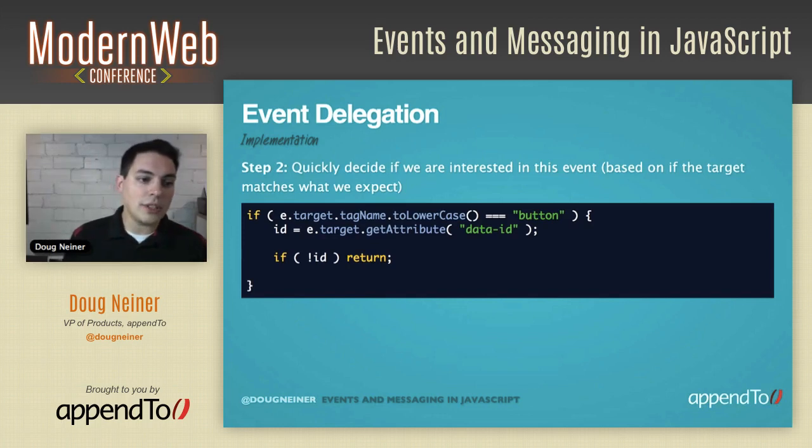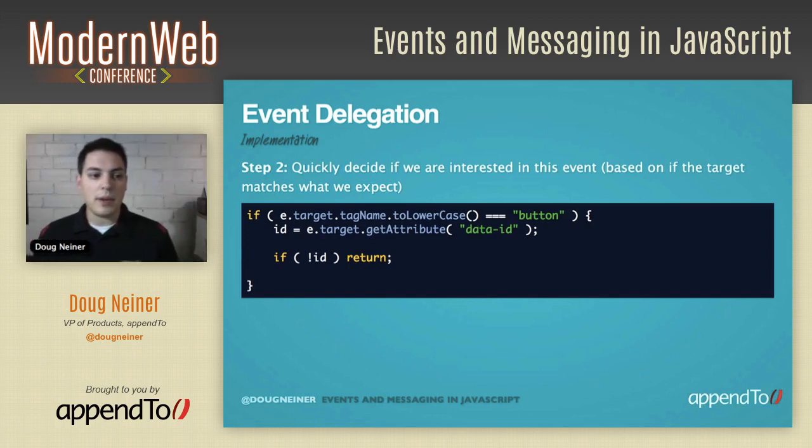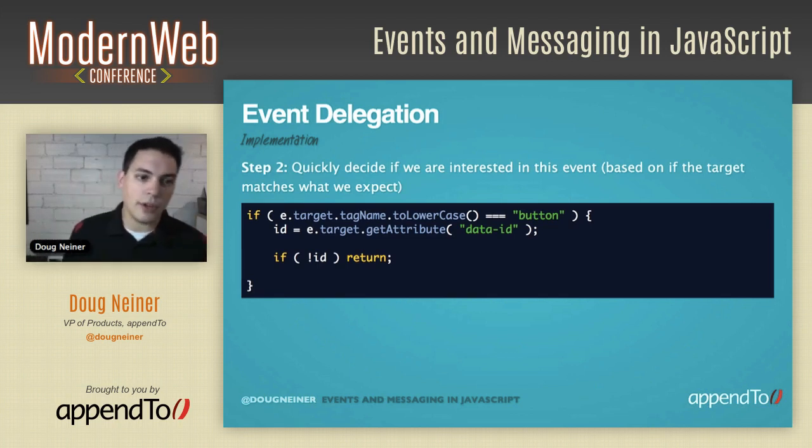So the thing I'm using here is I'm grabbing the target, which we'll talk about in a minute, looking at its tag name, making it lowercase, because there will be a difference in what that is named if you're using an XML-based document versus an HTML-based document. So I'm going to check for it being button, and then the next thing I'm going to do is try to get its data ID, and if it doesn't have one, I'm going to return.